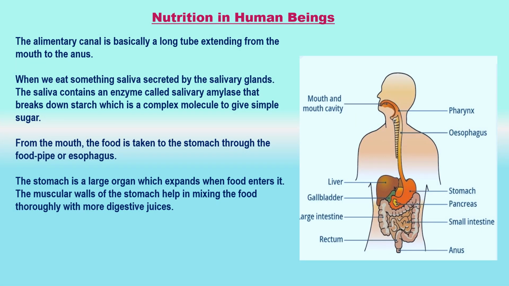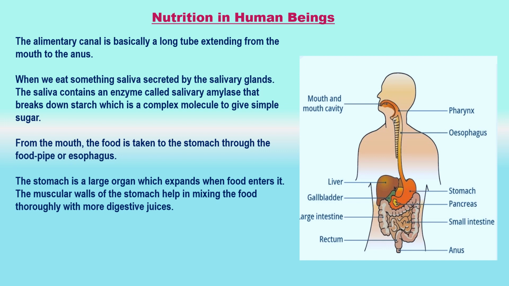Nutrition in human beings. The human digestive system consists of the alimentary canal and its associated glands. The various organs of the human digestive system in sequence are mouth, esophagus, stomach, small intestine, and large intestine. The glands which are associated with the human digestive system and form a part of it are salivary glands, liver, and pancreas.